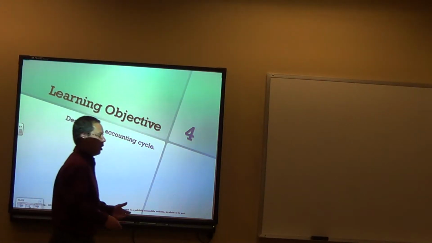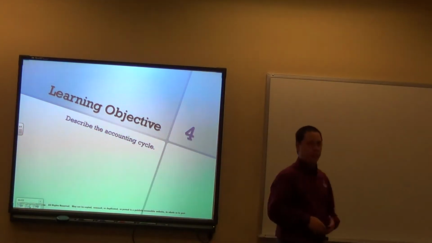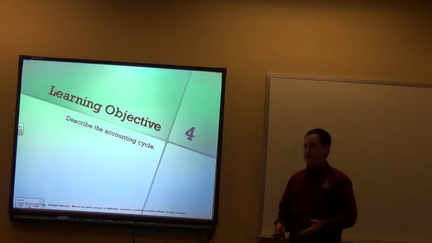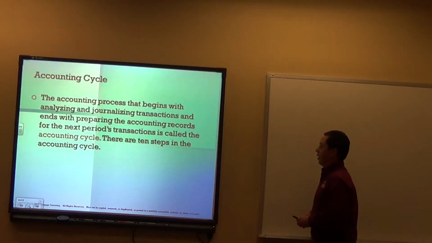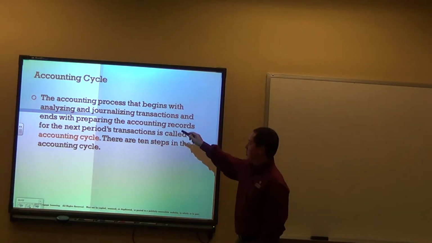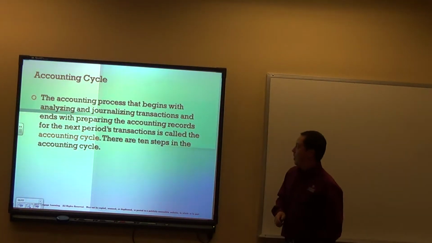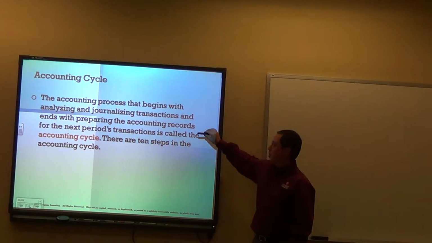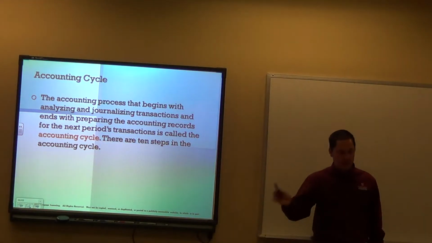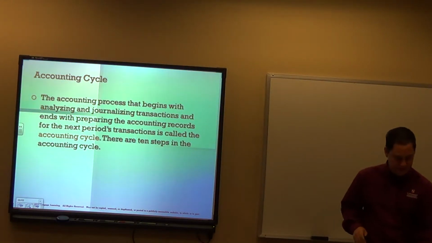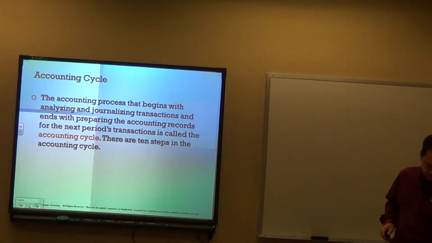All right, so now we're going to describe the accounting cycle and just basically go through everything we've learned in the first 4 chapters, all in the one here. So the accounting cycle here is a process that begins with analyzing and journalizing transactions and ends with preparing the accounting records for the next period's transactions. That is called the accounting cycle. So there are 10 steps to this, and I told you when we started here that we're going to go through the 10 steps of the accounting cycle.